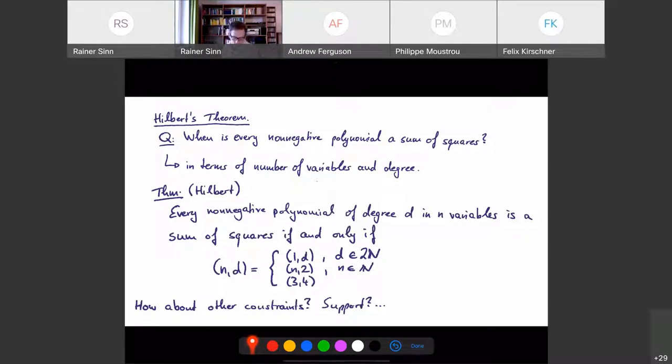Or another question you can ask, which I will address also later, is instead of asking for the number of variables and degree, you can also ask for constraints, for example, on the Newton polytope, or you only allow certain monomials, you want sparse polynomials. Is every sparse non-negative polynomial a sum of squares? So you can ask more refined questions like this, and of course then this theorem does not give you an answer because it will depend on your choice of support. And these methods that I'm going to talk about give some methods to deal with this kind of question.